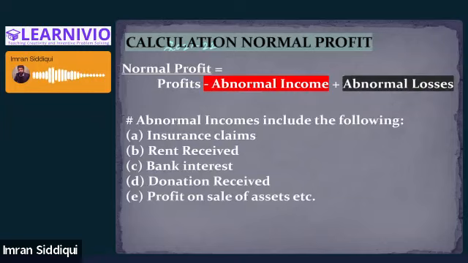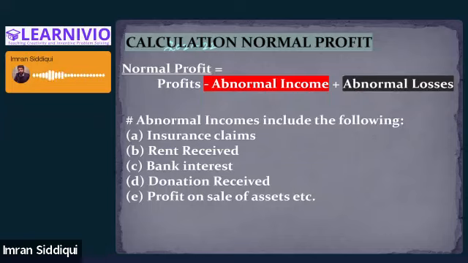All you need to do, put the heading in your notebook, calculation of the normal profit. The basic formula to calculate the normal profit will be net profit given in the question minus abnormal income plus abnormal losses. Now, the question arises, what are the items generally considered as abnormal incomes? These are a few examples of items which are considered as abnormal income. This is not the exclusive list of those items. These are just inclusive. There are certain other items as well which are considered as abnormal income, which have to be subtracted, right?